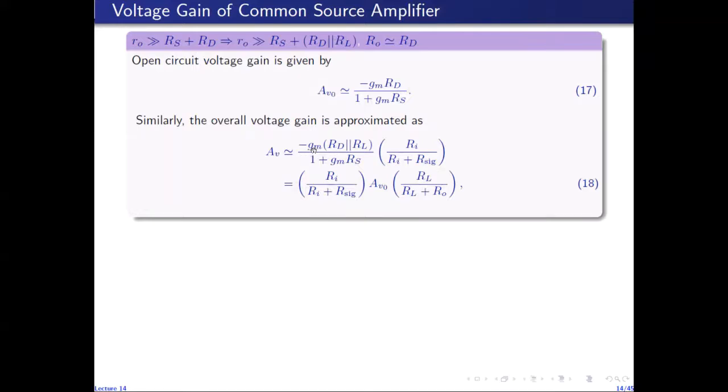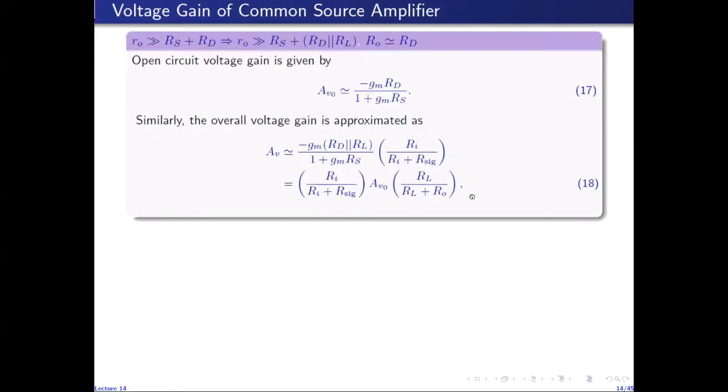And you can open it up and see. So RD in parallel with RL is RD RL over RD plus RL. So you can combine RD with minus GM, and you can take the other factor of RL divided by RL plus RD. You can separate that factor out. So minus GM RD over 1 plus GM RS is AV naught. So this factor here is equal to AV naught times RL over RL plus RD, where RD has been replaced with R naught, capital R naught.